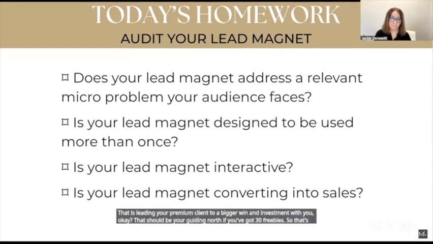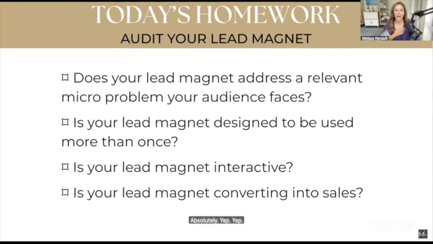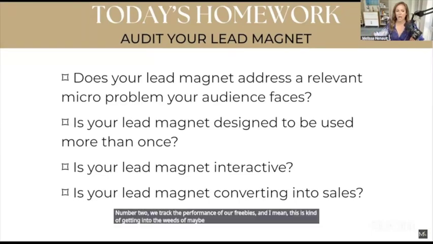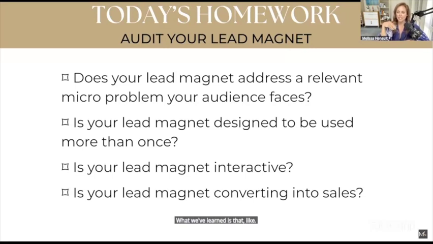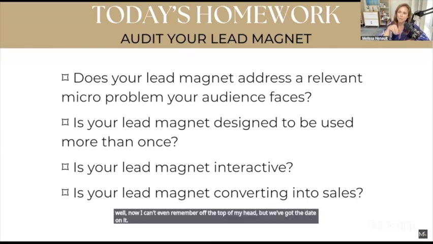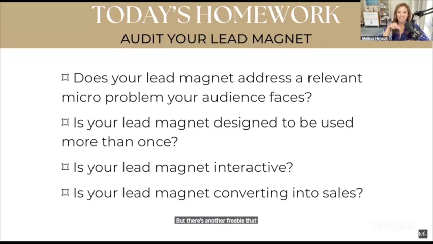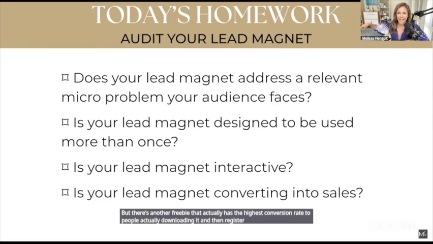So that's number one. Number two, we track the performance of our freebies. This is kind of getting into the weeds of maybe a business 2.0, but we know which freebies are downloaded at a higher frequency, and which freebies actually convert people into registering for things at a different frequency. One of our freebies is one of the number one downloadable freebies, but there's another freebie that actually has the highest conversion rate to people downloading it and then registering and taking action on something.